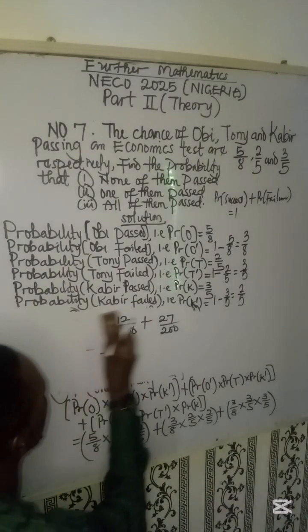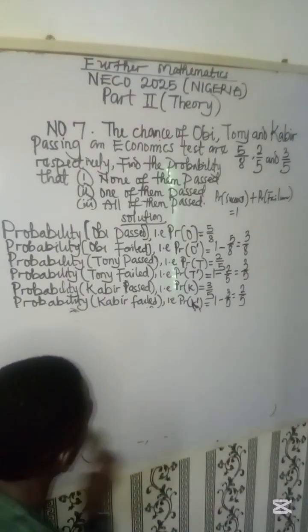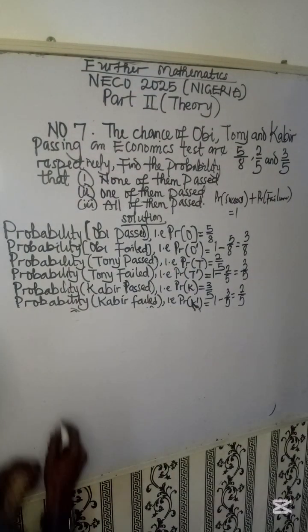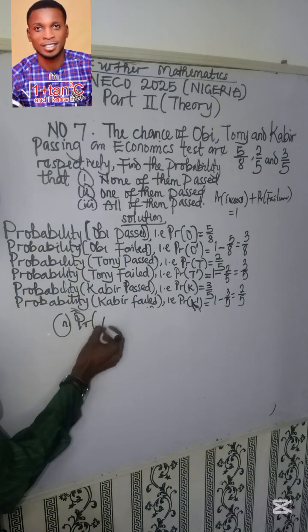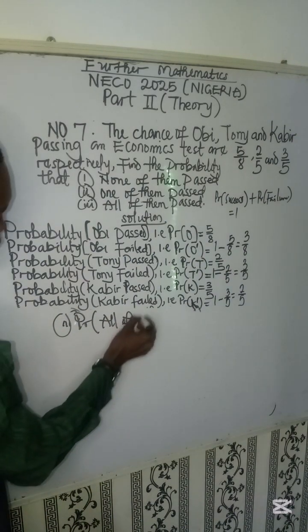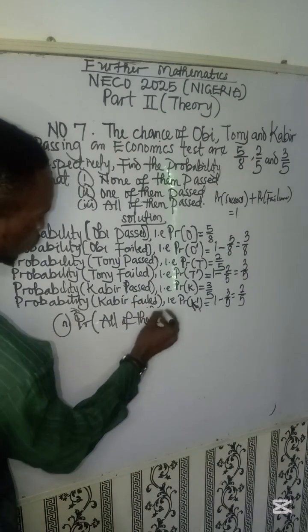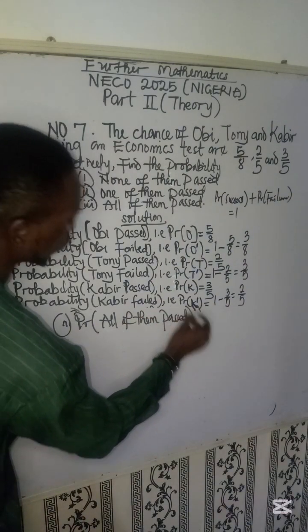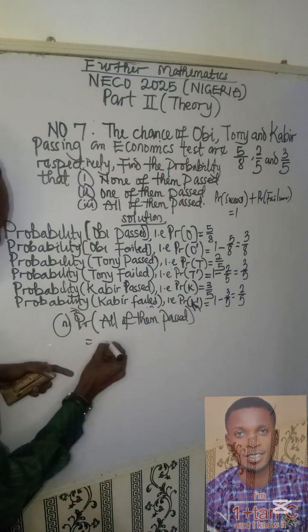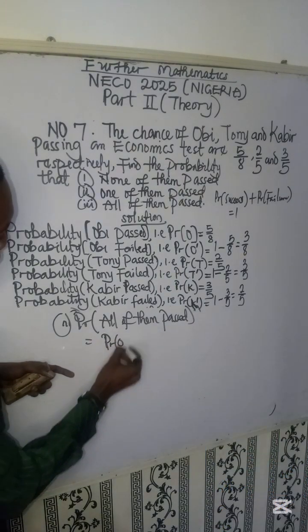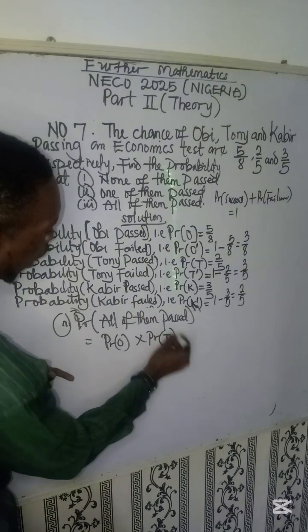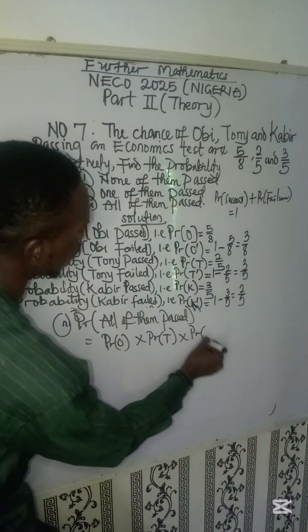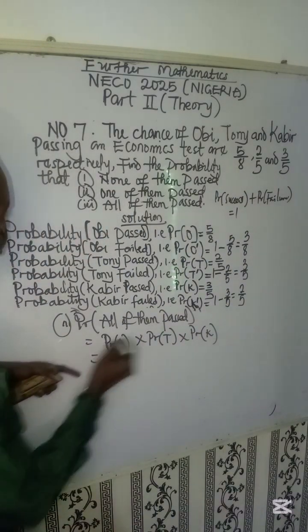And the last question for the day, for question 7, NECO 2025, is number 3: all of them pass. All of them passed. So all of them pass simply means the probability that Obi passes multiplied by the probability that Tony passes multiplied by the probability that Kebir passes. So I'll just multiply all the three together.